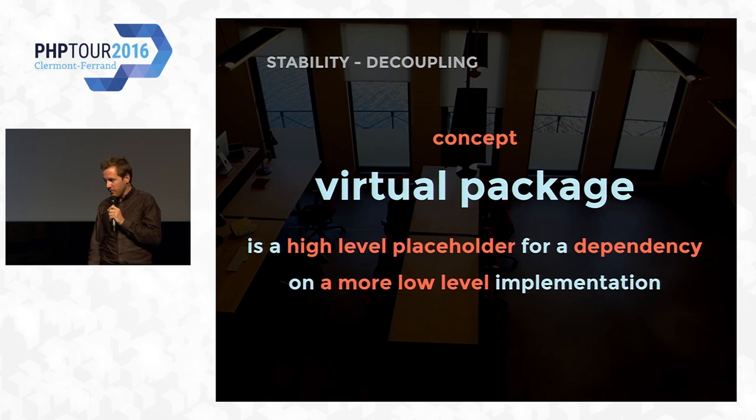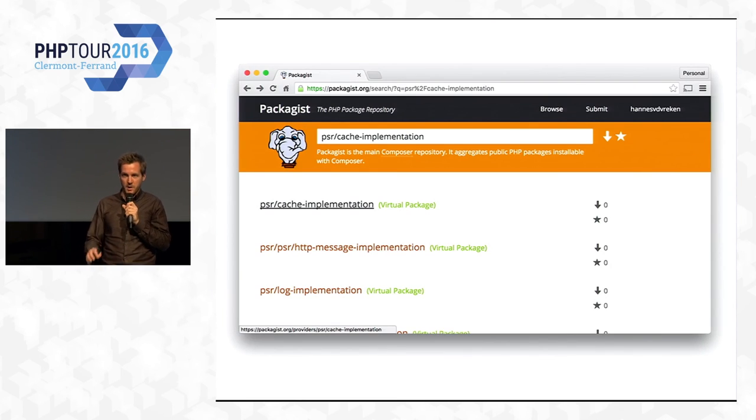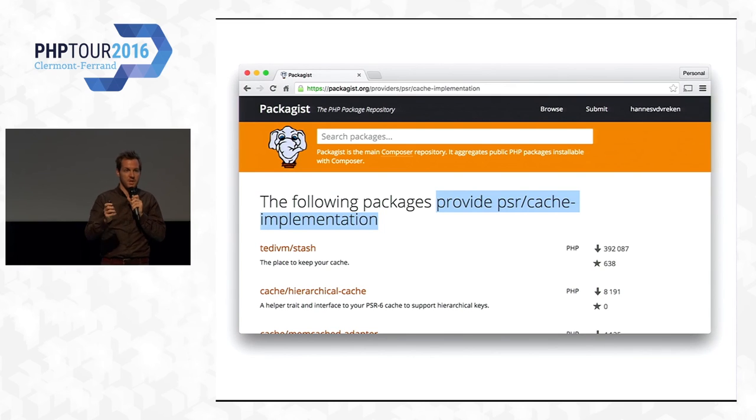So, if you go to packages.org and type in psr/cache implementation, you will see that there's a listing for this. It's a virtual package. It has 0 downloads and 0 stars. Why is that? Because you cannot install this. This is a virtual package. It's a placeholder. People can depend on this, and then they can install whatever implementation there is that provides this.